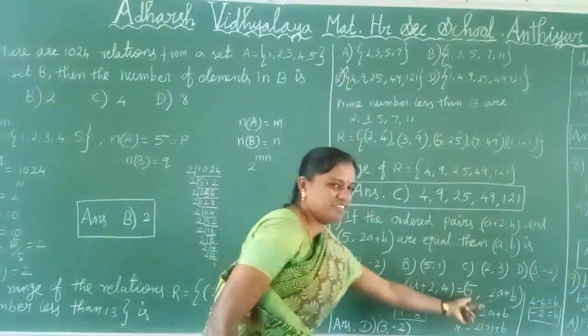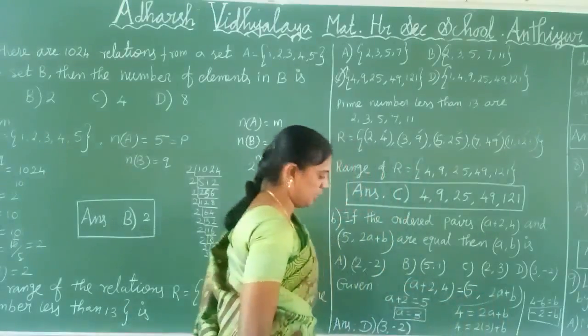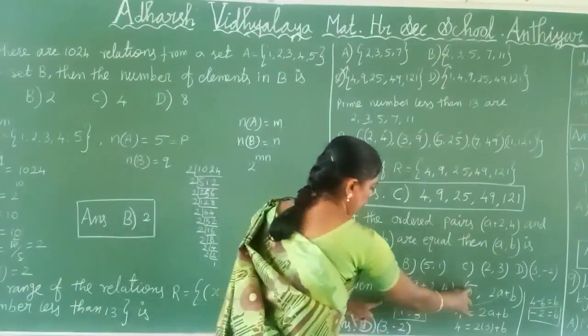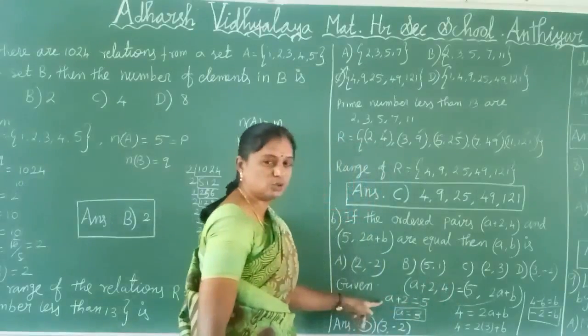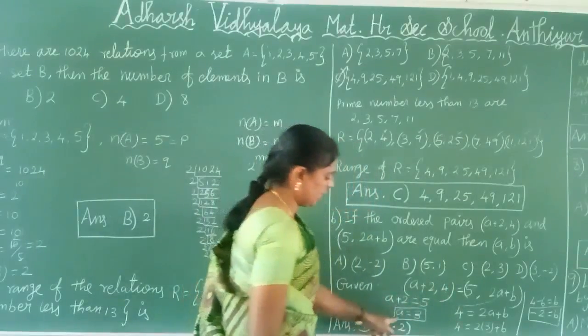So first points are equal and second points are equal. Equal means a + 2 = 5. So a = 5 - 2, since 2 goes to the opposite side as minus 2. 5 - 2 is 3. So a = 3.